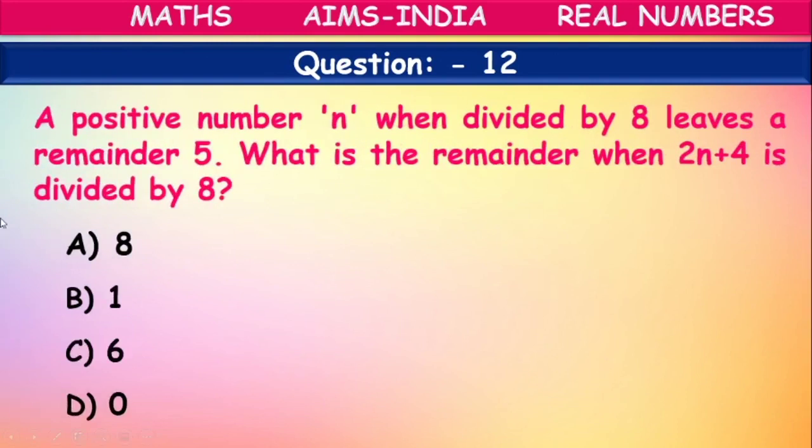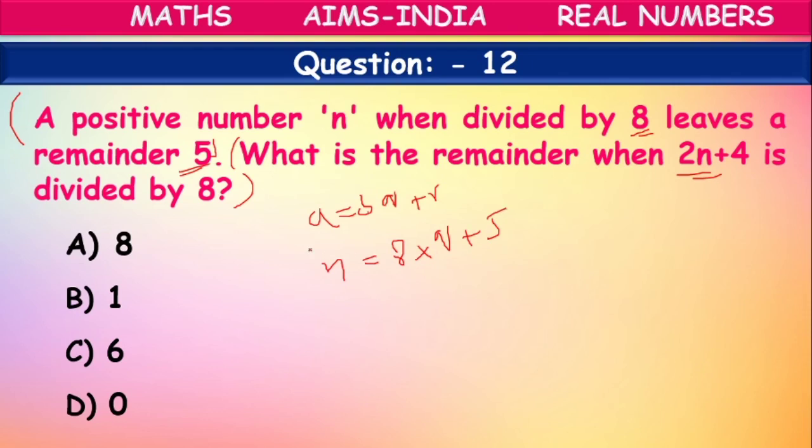A positive number n when divided by 8 leaves a remainder 5. This is the first statement. Now, what is the remainder when 2n plus 4 is divided by 8? So, according to Euclid division lemma, A equal to BQ plus R. So, dividend n equal to divisor 8 into quotient we don't know, remainder 5. This we can write according to the first statement.